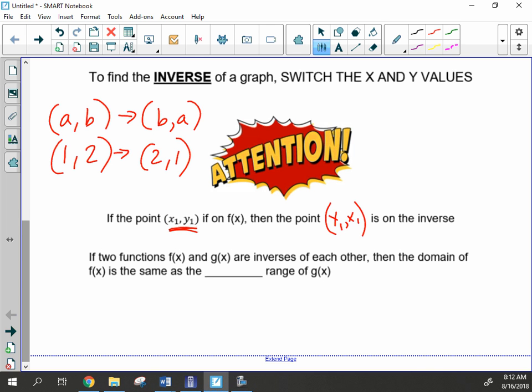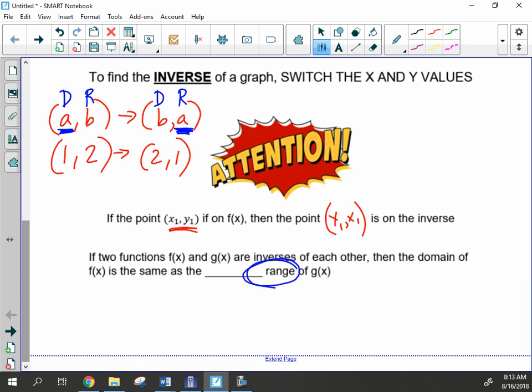Now there's also this idea that goes along with x's and y's called the domain and the range. So if this is the domain and this is the range, then that makes this the domain and this the range, because the domains are the x's, the ranges are the y's. So if you compare the A over here, it ends up in that spot. So basically what happens is when you have an inverse, the domain becomes the range. And I don't know what this line is here for because this right here is the answer. So if two functions are inverses of each other, the domain of f of x becomes the same as the range of the g of x function.